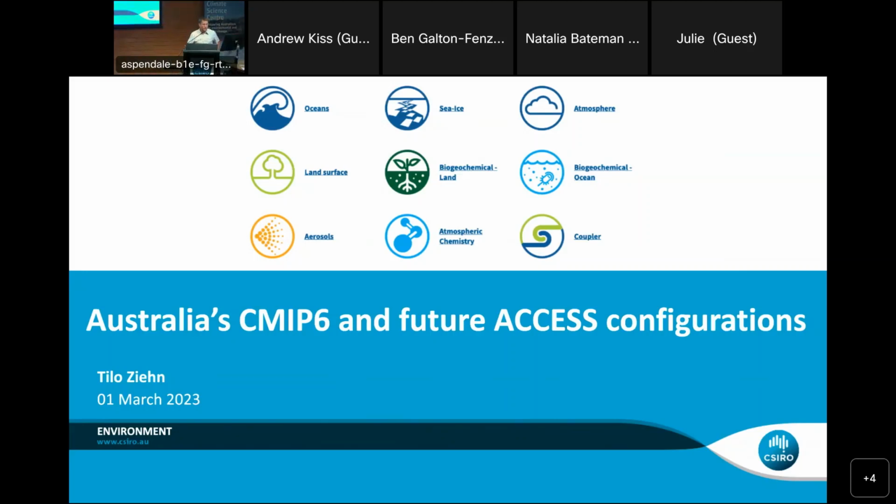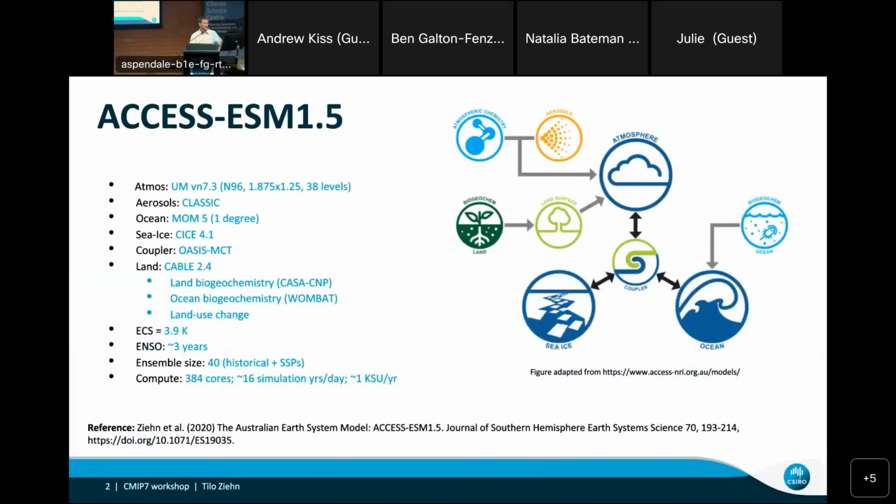So in this talk, I'm attempting to give a brief overview of our existing ACCESS CMIP6 configurations and some initial thinking on where we might want to go in terms of future configurations. I probably can go through this relatively quickly. You probably have heard this all before. I'll start with the ACCESS ESM1.5, which is our Earth system model configuration.